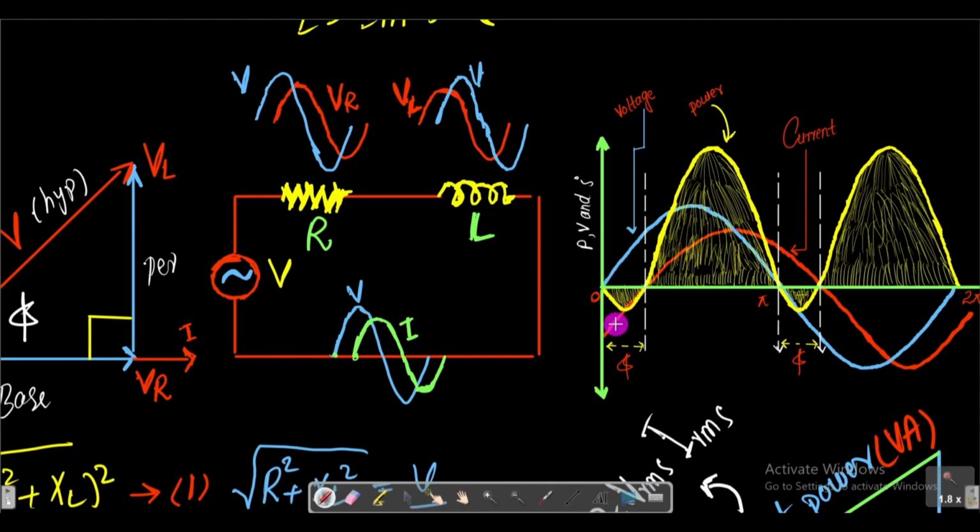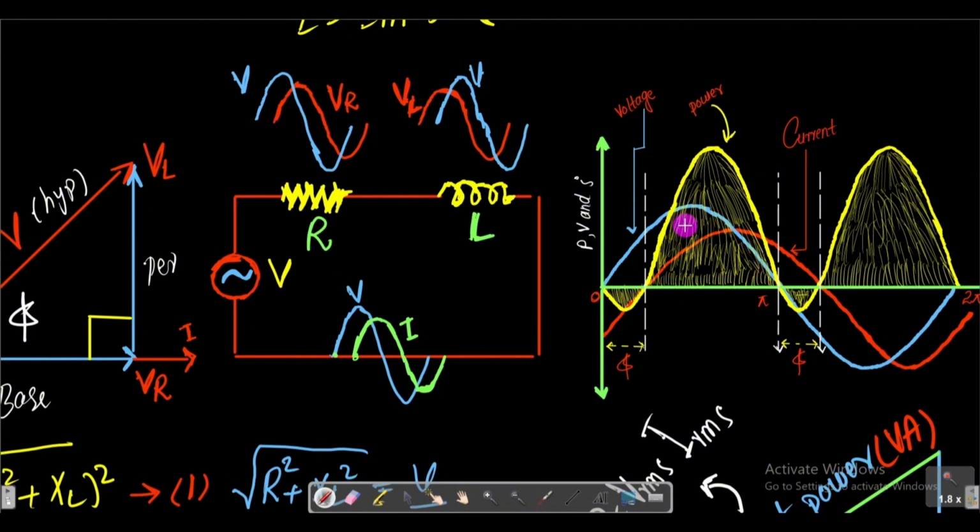Here this current is negative, and this voltage is positive. If we multiply negative with positive, the resultant will be negative. So therefore this yellow shaded region is on the negative side, and it gives us the information about the power.